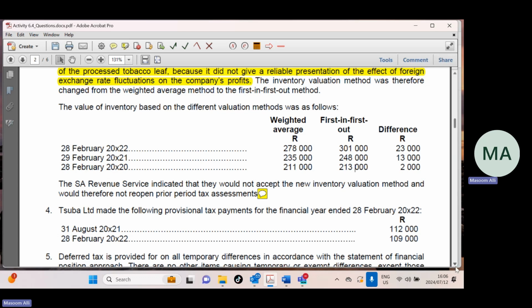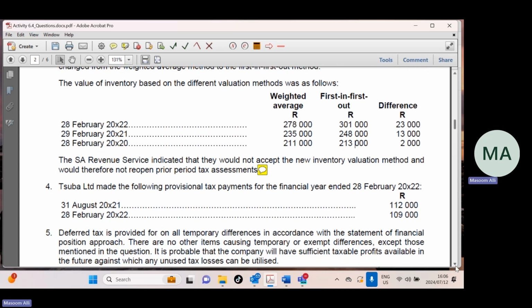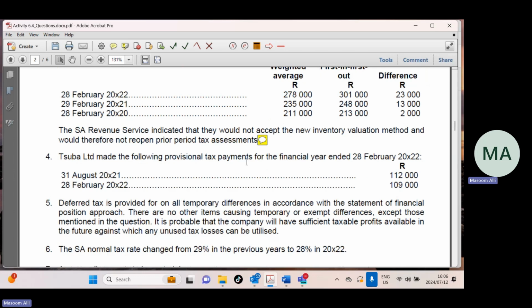Suba Limited made the following provisional tax payments for the year ended 28 February 2022. So this is just to say, what is the current tax liability or the current tax asset? Because obviously you need to calculate the total amount that we are owing, and then you deduct your provisional payments to see what you are ultimately going to either be owing or SARS is going to owe you. So that's simple enough.